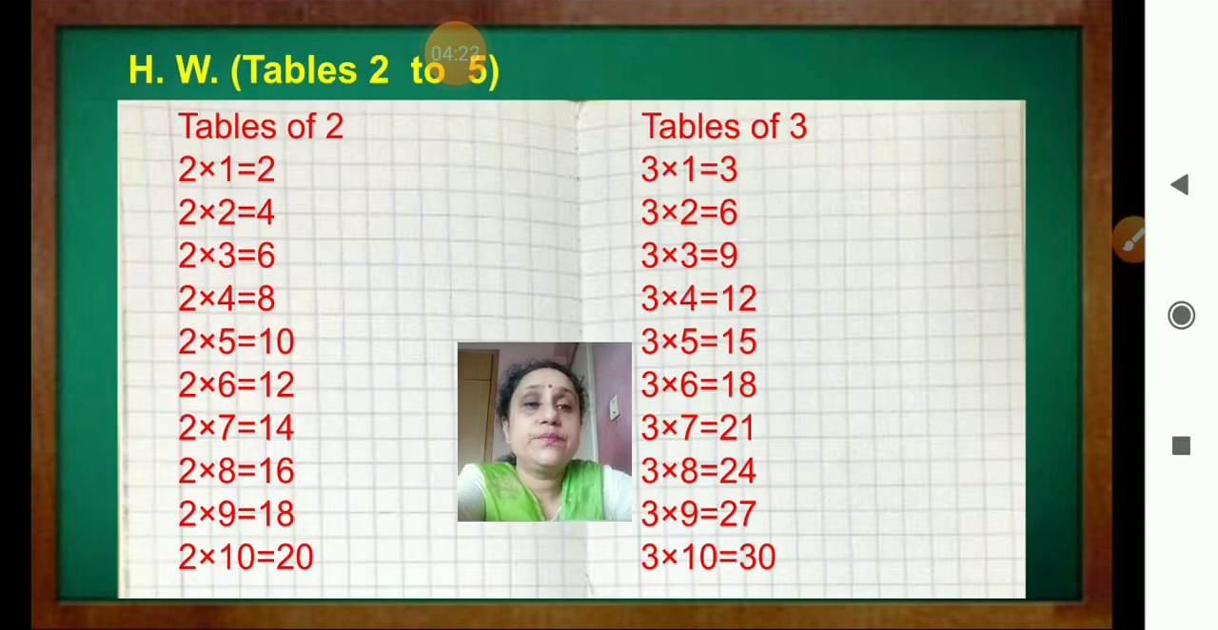Now see here children, open your notebook and write homework. You have to write the tables from 2 to 5 in your notebook. See, I have written here like this. You will write on each and every page in neat and clean handwriting. Leave the place. Nicely write tables from 2 to 5. Okay. Written in your notebook?